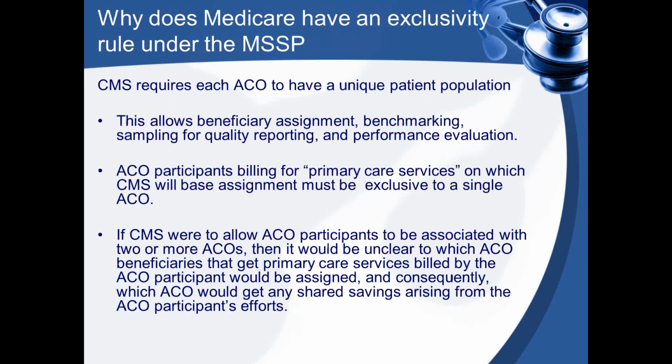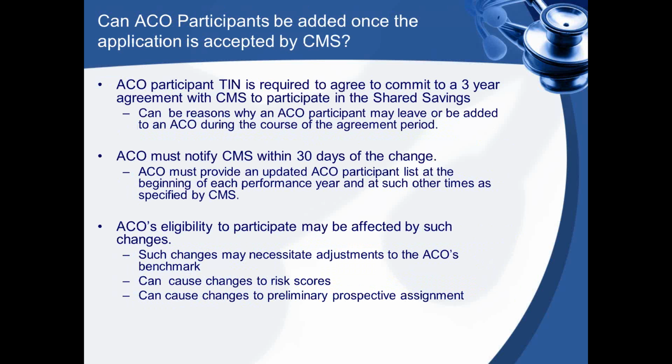Why does Medicare have this? Well, in order to make this whole system work, you have to have a unique patient population. By allowing primary care providers in only one ACO, you can assign beneficiaries, you can do benchmark sampling for quality and performance. You can basically track that patient through the system. If you allowed providers to be in multiple ACOs, you couldn't track the patients because you couldn't tell where the patient was being treated and receiving services. It would just make it all a big jumbled mess. So you need to have primary care providers in only one ACO.